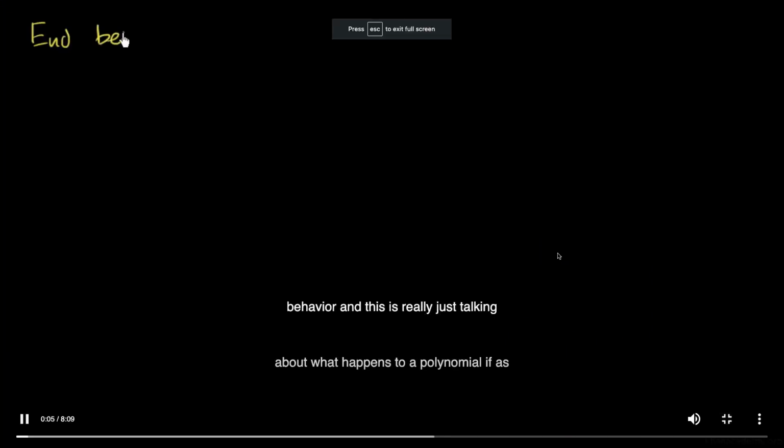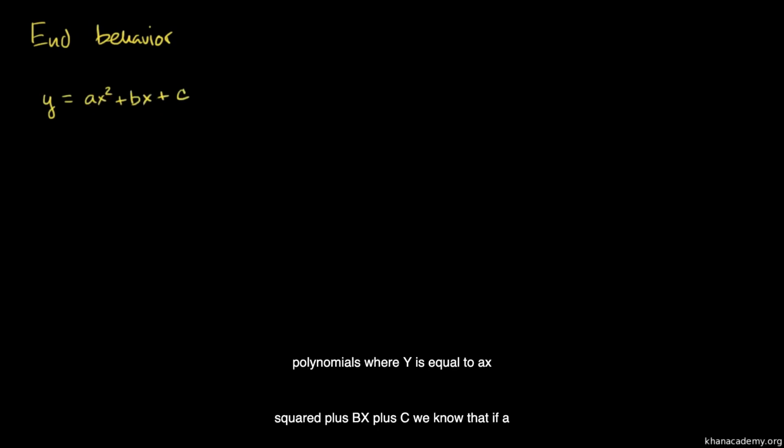And this is really just talking about what happens to a polynomial as x becomes really large or really negative. For example, we're familiar with quadratic polynomials where y is equal to ax squared plus bx plus c. We know that if a is greater than 0, this is going to be an upward opening parabola of some kind. So it's going to look something like that, the graph of this equation or of this function, you could say. And if a is less than 0, it's going to be a downward opening parabola.